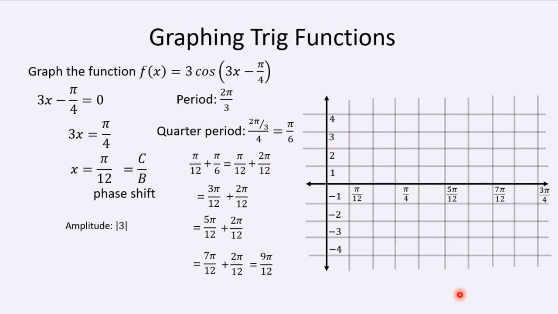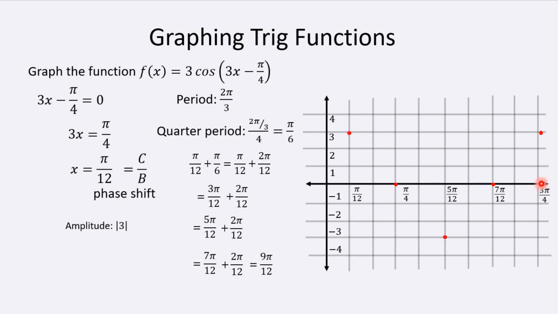So that means I'm going to go as high as 3 and as low as negative 3 for my maximum and minimum. The cosine starts at a maximum. So at pi over 12, I'm going to be up here at 3, the amplitude. Then at the next quarter mark, pi over 4, I'm going to have an x-intercept. Then at the next quarter mark, 5 pi over 12, I'm going to be at the minimum. Then at the next quarter mark, 7 pi over 12, that's another x-intercept. And at the last quarter mark, 3 pi over 4, I'm going to be back at a maximum.